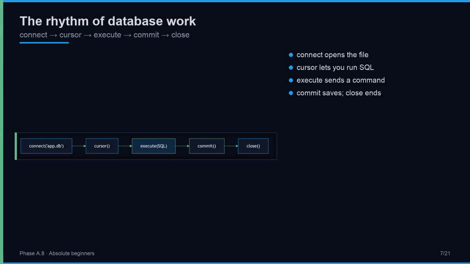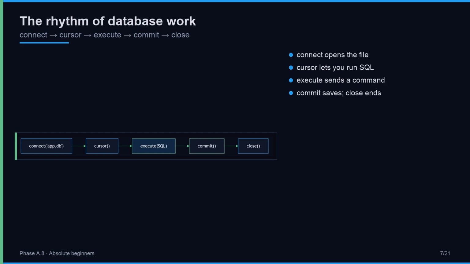First you connect, opening the file on disk. Then you ask the connection for a cursor, your tool to send commands. You call execute on the cursor with your SQL. When your command changes data, you finish by calling commit on the connection. That is the moment your work is truly saved. Finally you close the connection. Five steps: connect, cursor, execute, commit, close. You will repeat this pattern every time you touch a database in Python.